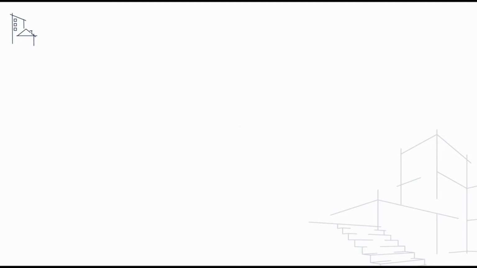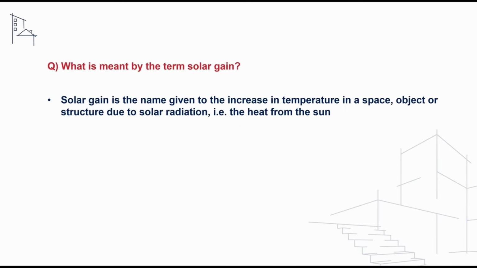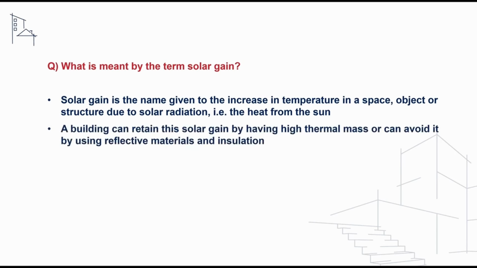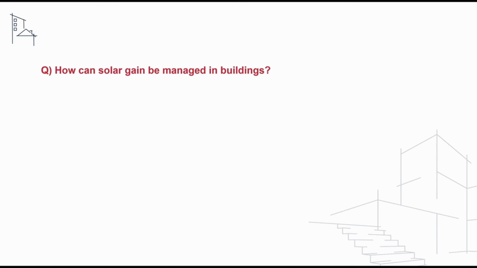The next question we'll take a look at is checking our understanding of the term solar gain, and to address this we can say that solar gain is a name given to the increase in temperature within a space, object or structure due to solar radiation. A building can retain this solar gain by having high thermal mass, or it can avoid it by using reflective materials and insulation.